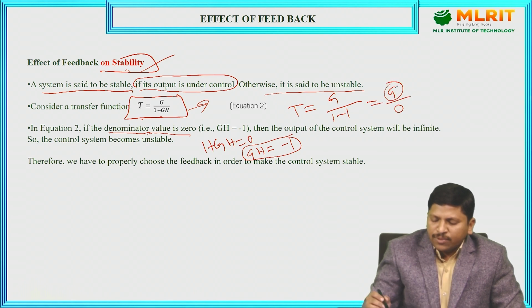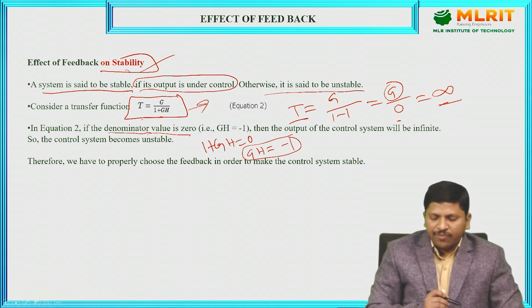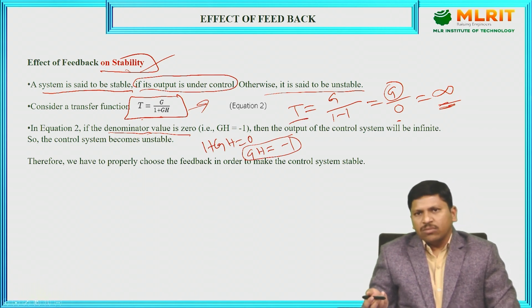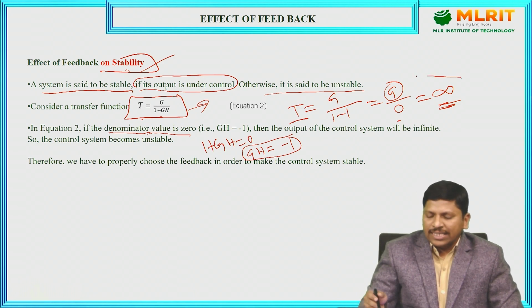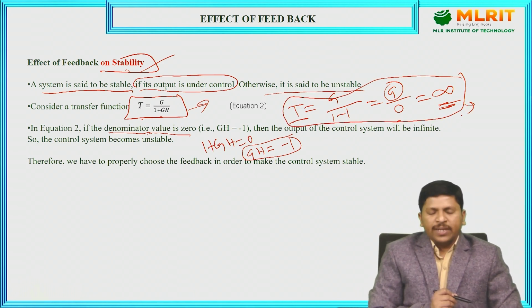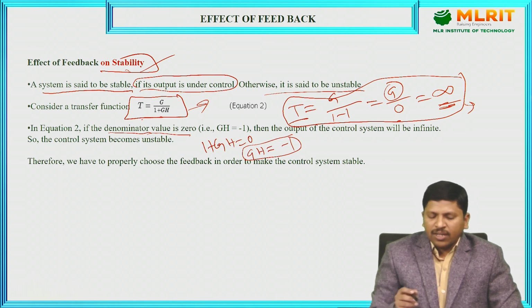Value of something divided by 0 is nothing but infinity. So the overall gain is going to be infinity, and infinity is nothing but an undefined value. That's why in this condition the system is going to be unstable.